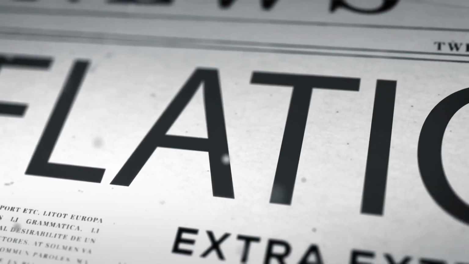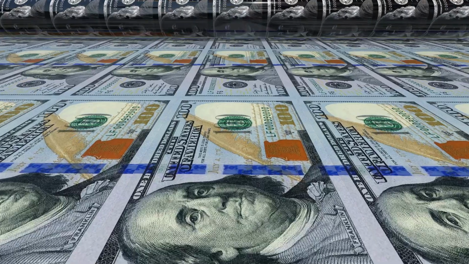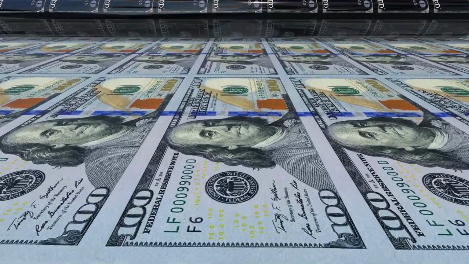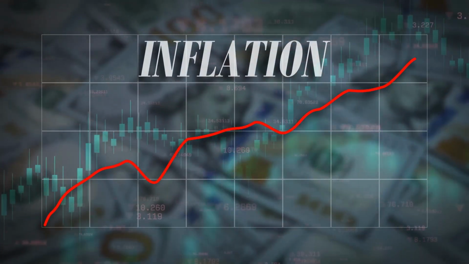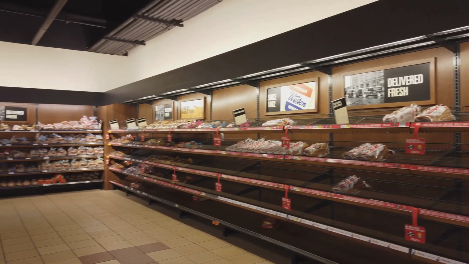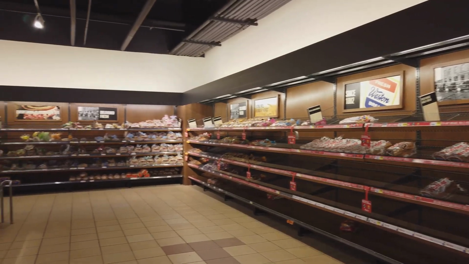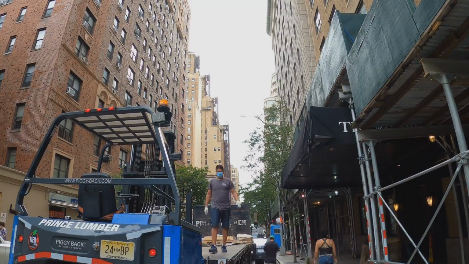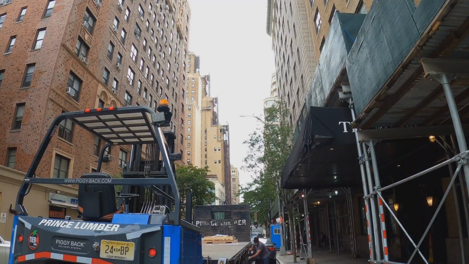The main concern with MMT is inflation. What stops the government from printing too much? MMT recognizes inflation as the real limit, not money itself. Inflation happens when too much money chases too few goods. If government spending outpaces the economy's capacity, prices rise.